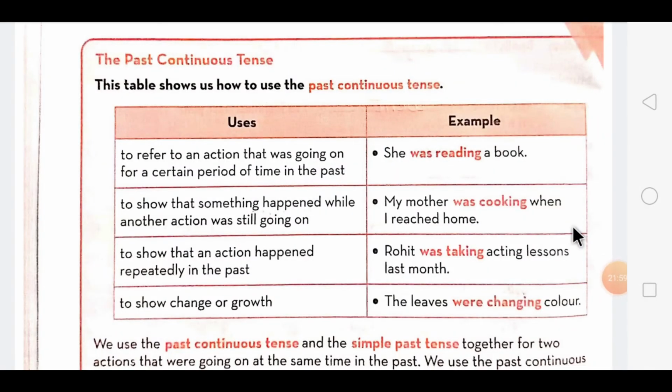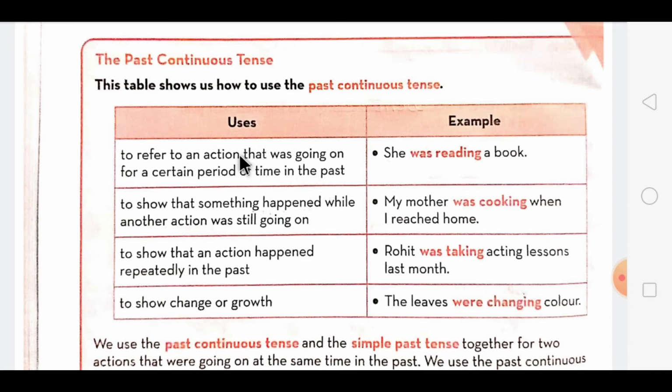So dear students, as you watched the video, in that also we form the 3 types of sentences: positive, negative and interrogative. Now, when do we use past continuous tense? So the uses are given over here with the examples of how we use the past continuous tense. First of all, we use the past continuous tense to refer to an action that was going on for a certain period of time in the past.